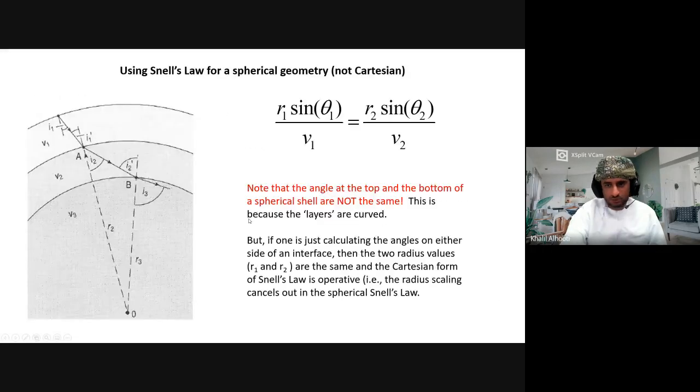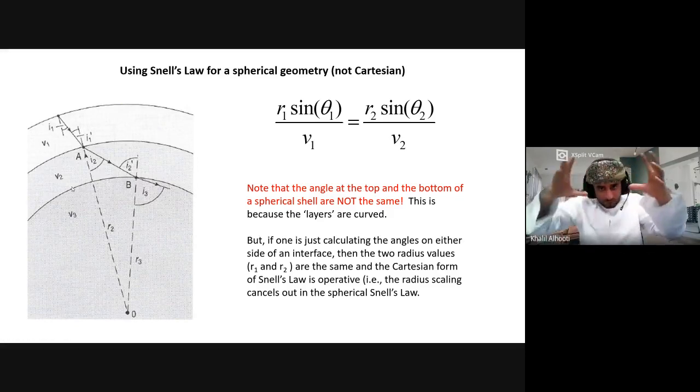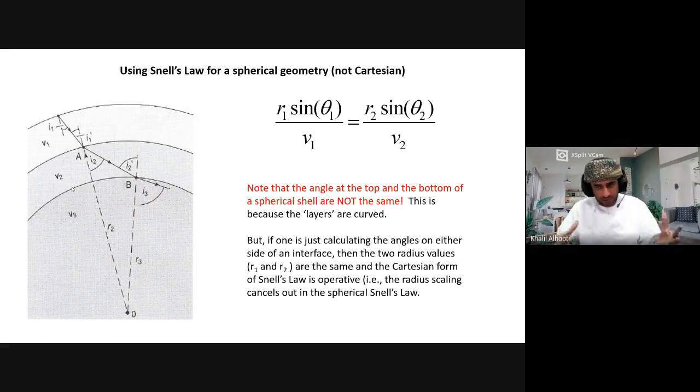How can I determine what this velocity is then? Oh, sorry, what this angle is? I cannot determine it because they are not parallel. To make Snell's law applicable again even for a spherical Earth, we use something called the ray parameter. So this is going to be equal to this if I put these things.